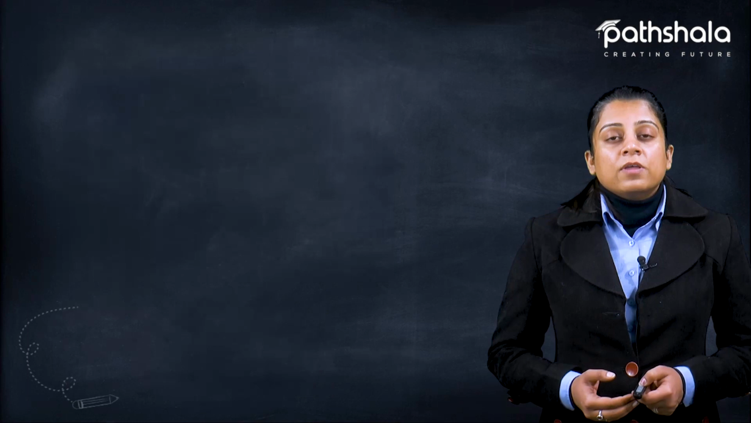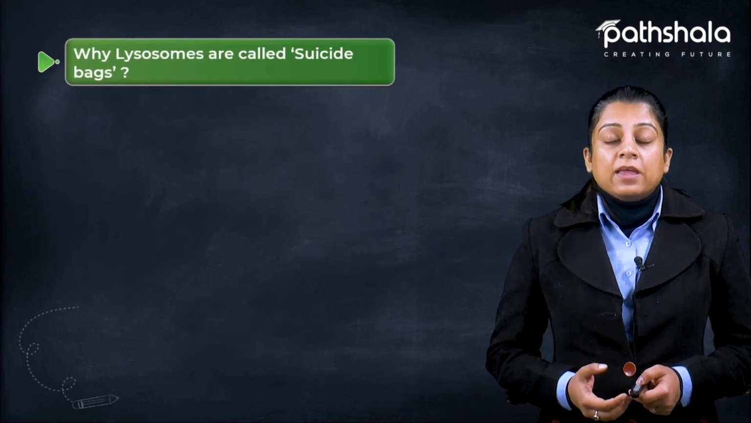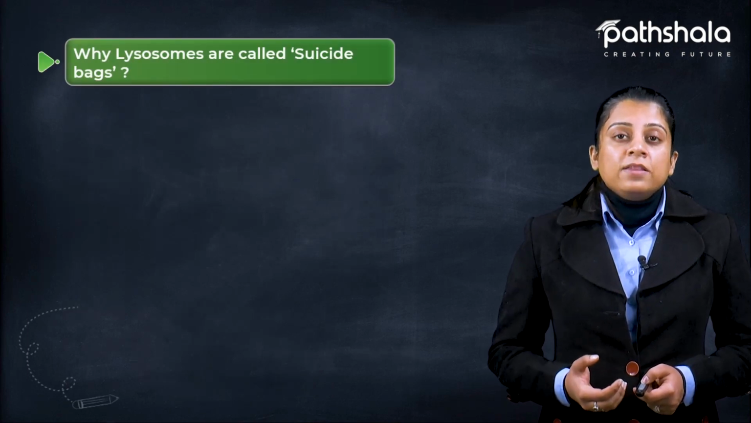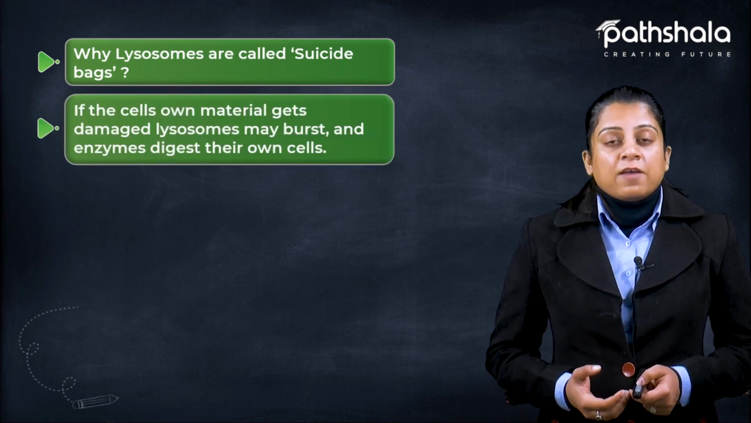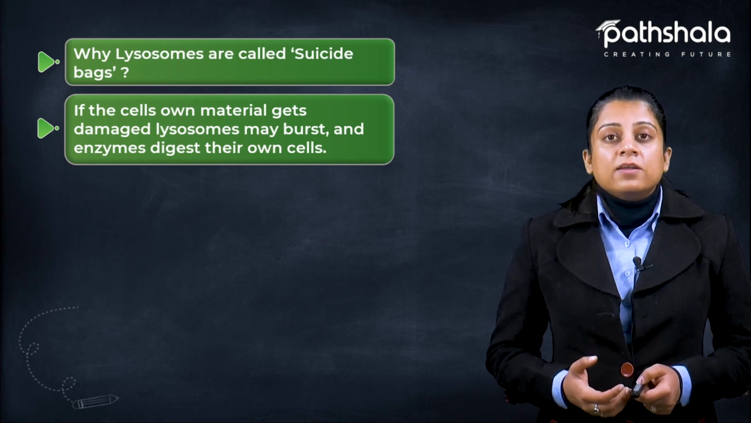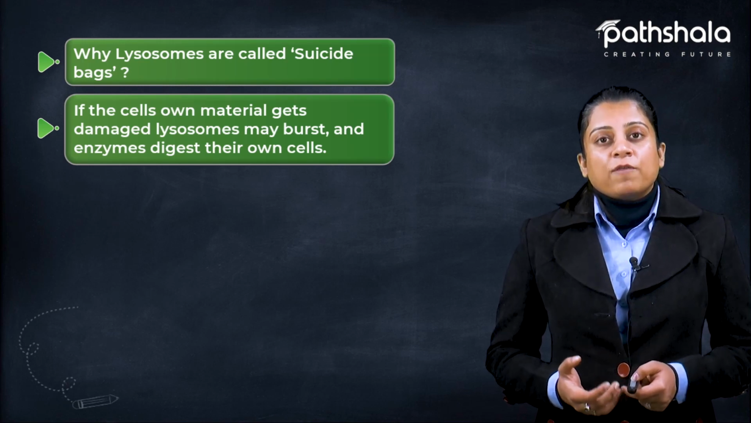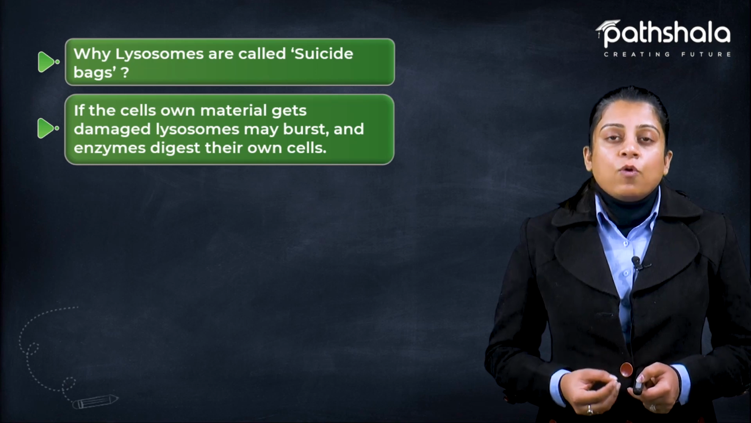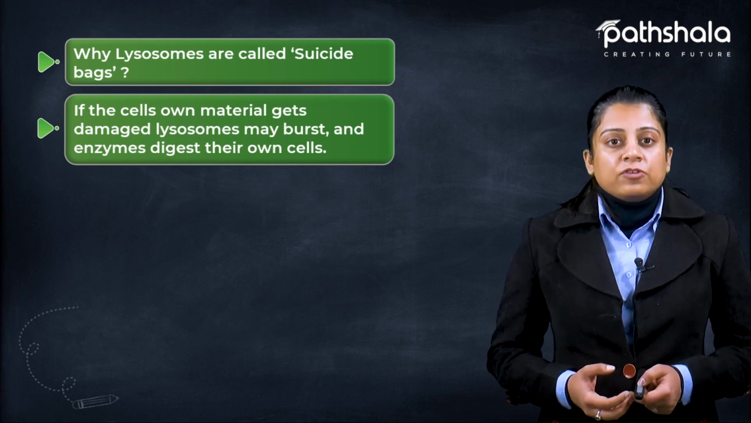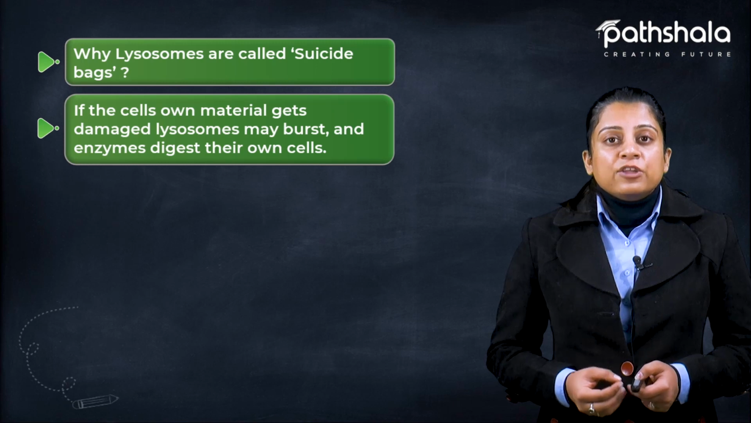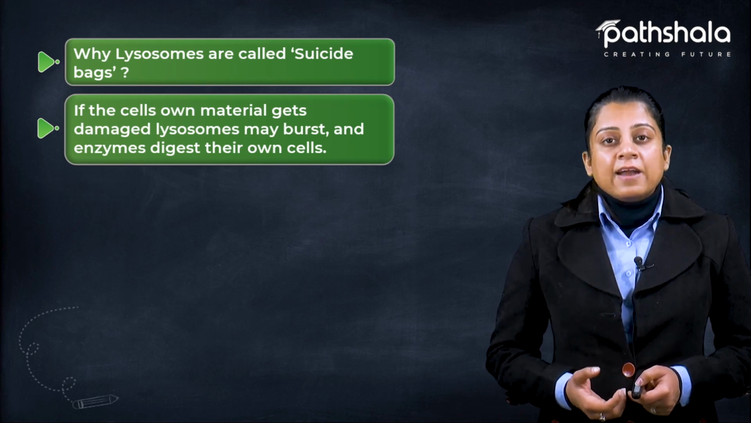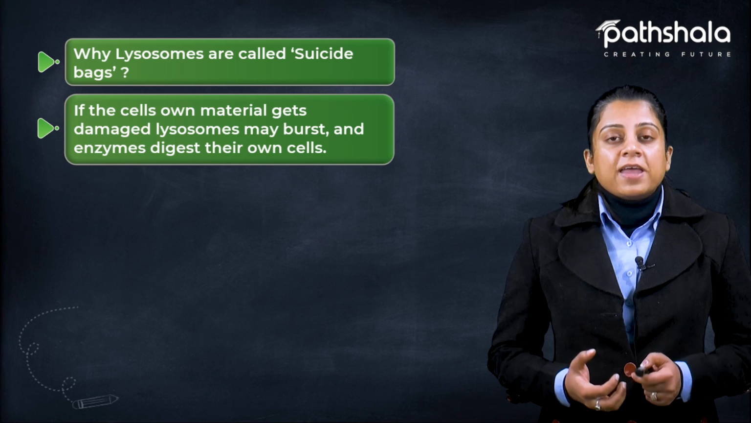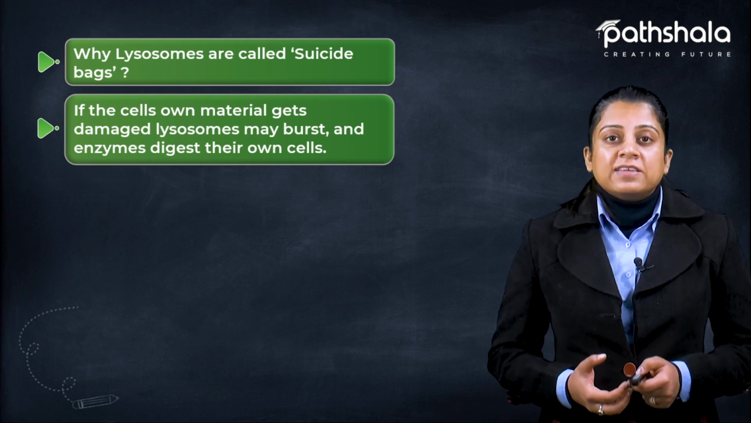These lysosomes have an important function to play in the cell, and that is why they are called the suicide bags of the cell. As we have studied, lysosomes are the garbage disposal system of the cell. If the cell's own material gets damaged, lysosomes in that condition may burst, and then these powerful enzymes digest their own cells, and that's why lysosomes are termed as the suicide bags of the cells.